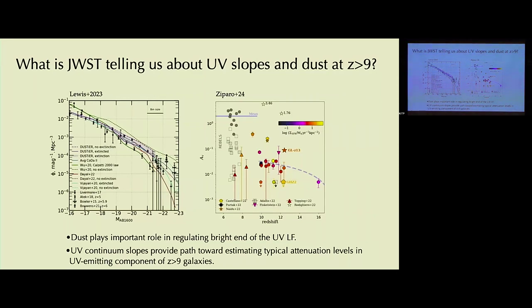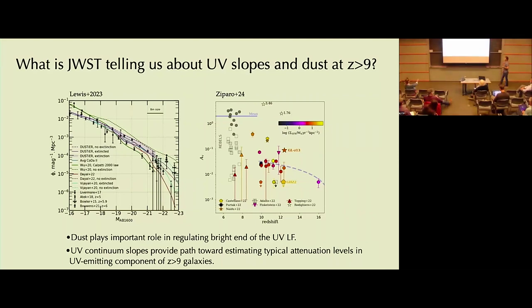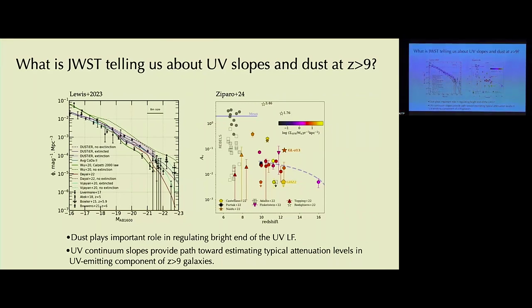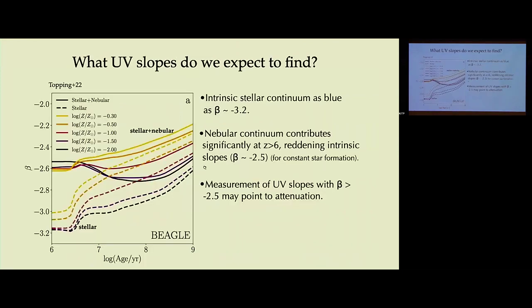Okay, dust, of course, plays an important role in regulating the bright end of the UV luminosity function. And by measuring UV continuum slopes in these galaxies we're discovering at these very high redshifts with JWST, we have a path towards estimating the typical attenuation levels in the UV emitting component of galaxies out to the highest redshifts that we're seeing. Okay, now what UV slopes do we expect to find?